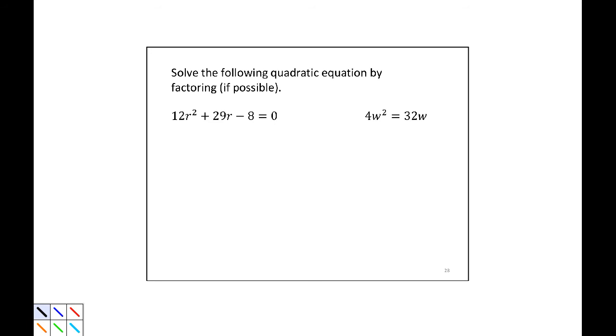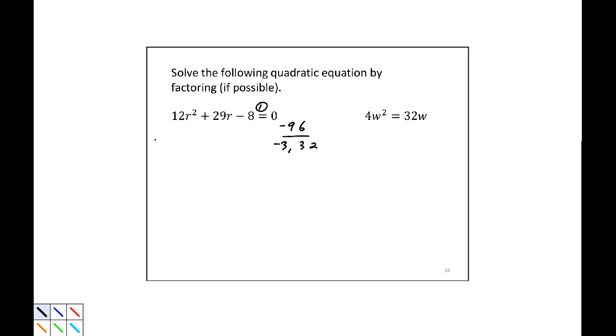Solve the following quadratic equation by factoring. Now, this one is already in the form quadratic expression equals 0. So we can attempt to factor this. And there is not a greatest common factor, so I need two numbers that multiply to be negative 96 that add to be 29. All right, let's see. Negative 96. All right, I need to add to be 29. Okay, looks like 3 and 32 work. We'll have a negative 3 and a positive 32.